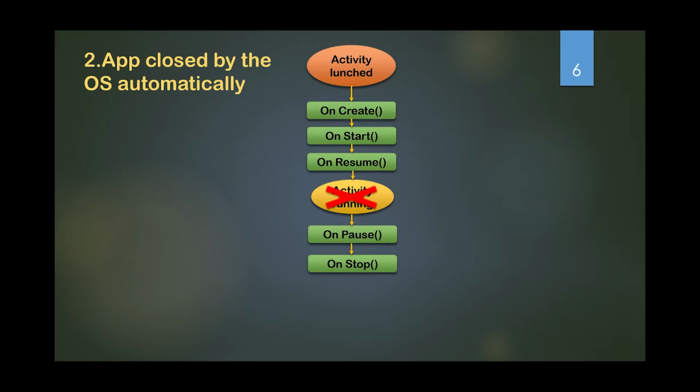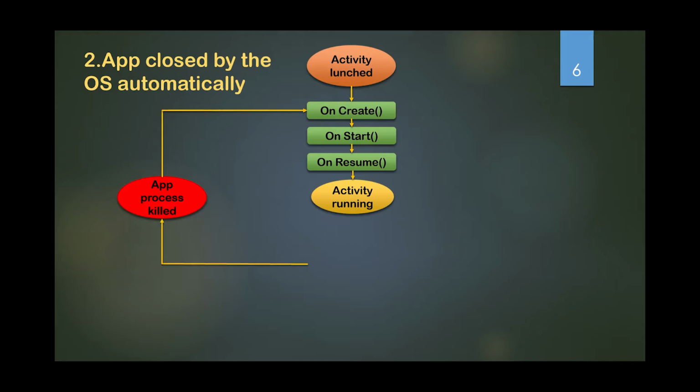In the second scenario, the app will be closed automatically by the operating system. Whenever an application stays for a long time in the background, other applications with higher priority for using the RAM will be using the memory of the device, and the applications that stay in the background for a long time will be closed by the operating system automatically. In this case, we say the app process is killed. If the user opens this activity again after the process is killed, the functions onCreate, onStart, and onResume will be executed again, and the activity will finally be running.